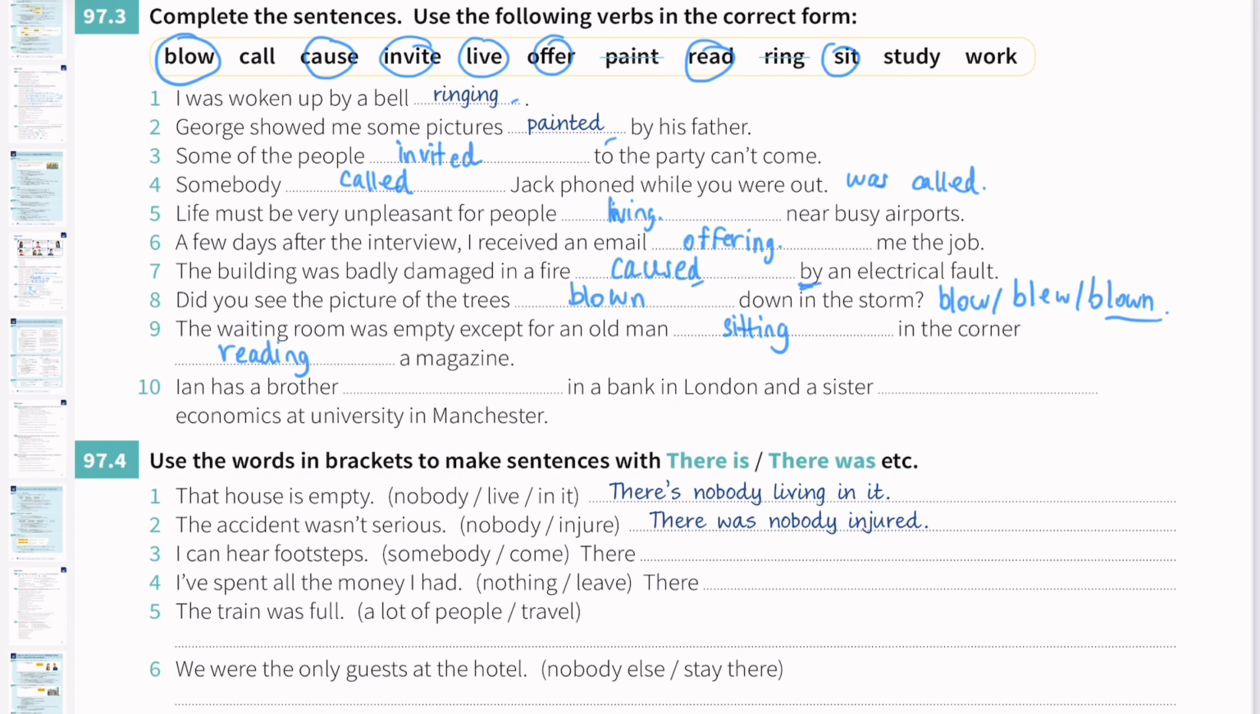Ian has a brother in a bank in London and a sister economics at university in Manchester. So his brother working in London and sister studying, ing clause, studying economics at university in Manchester. I hope you understand this unit, the difference between ing and ed clauses.